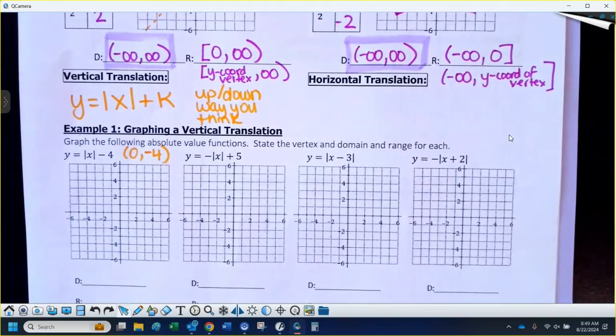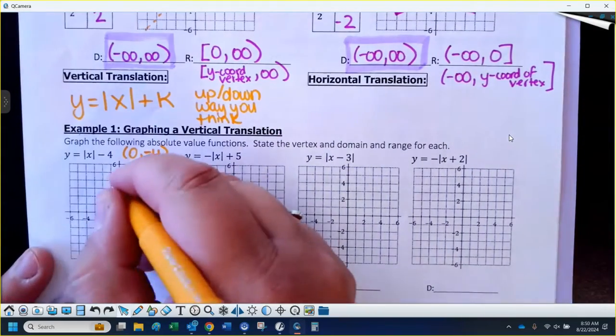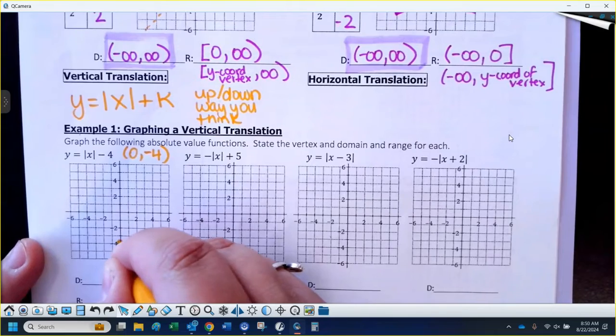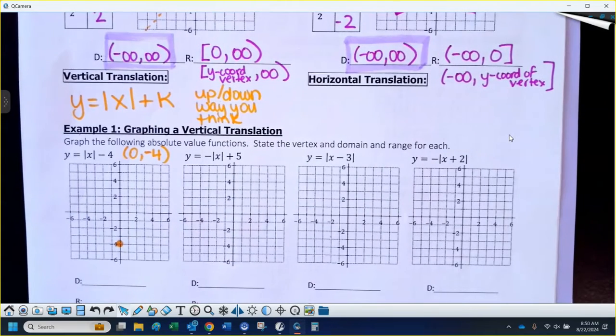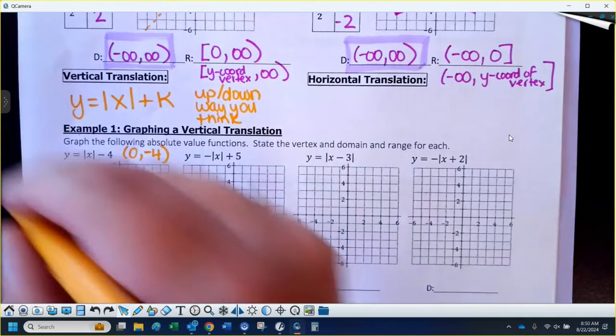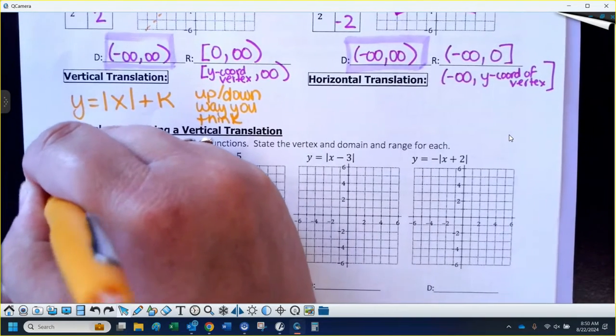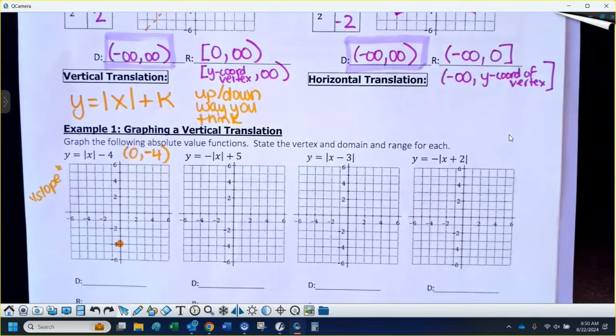And then all you're going to do, we're just going to come over to the graph. So instead of starting at 0, 0, we're going to start at 0, negative 4. Okay, if you want to make a table, you can make a table. I would not do that because I'm going to show you a way that's much easier. What would you tell me the slope for that equation would be? Like, what's in front of your absolute value?